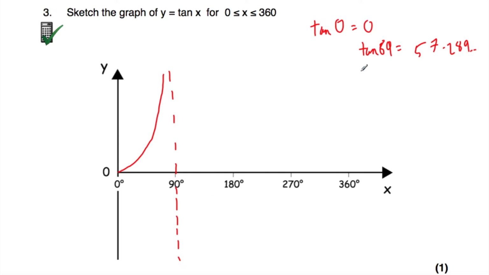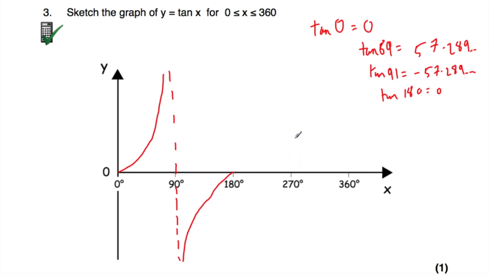Then let's do the tan of 91 degrees on our calculator, and you'll find that's equal to minus 57.289 and so on. So it's going to be down here somewhere. Then the tan of 180 degrees is equal to 0. So the curve starts down here, comes up, and reaches 0, like so.